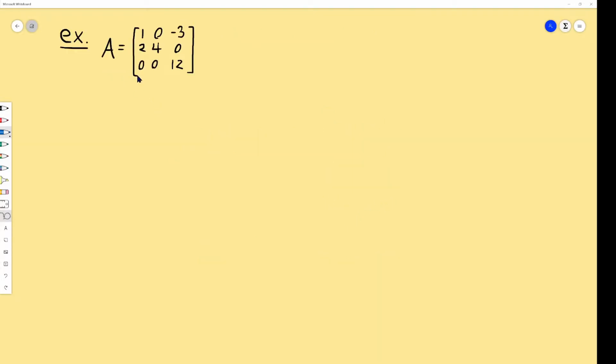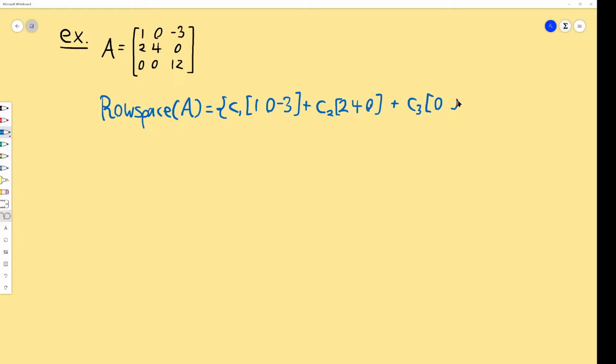Just to make it clear, if I have this matrix A with these rows, then the row space is the span of the set of rows: some scalar times the first row, plus some scalar times the second row, plus some scalar times the third row, where each of those scalars can be any real number.